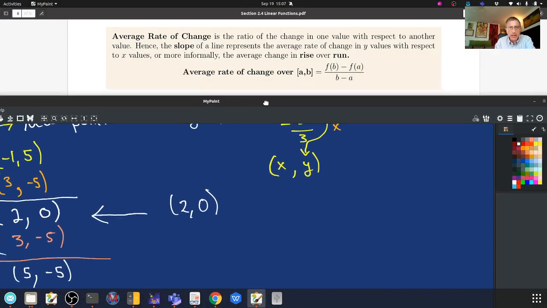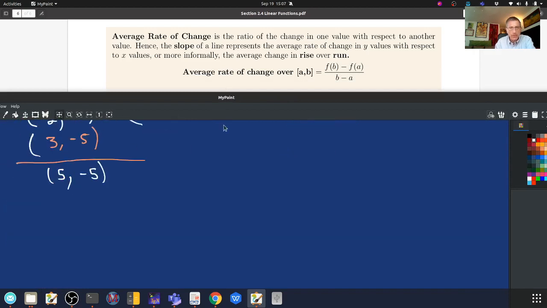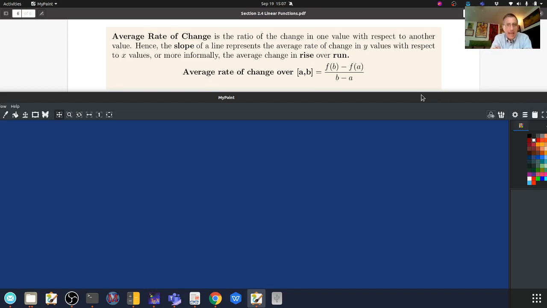The average rate of change. So here we have another formula. So let's read about it. The average rate of change is the ratio of the change in one value with respect to another value. Hence, the slope of a line represents the average rate of change in y values with respect to x values. So let's go back and let's look at the slope, and let's actually define that. Let's derive it.